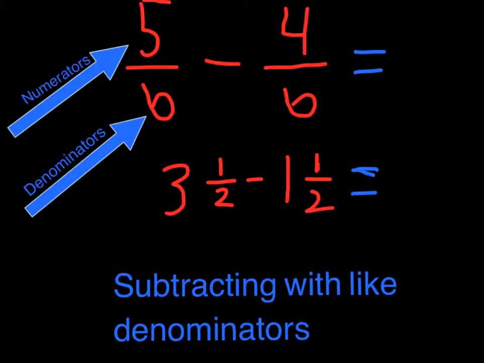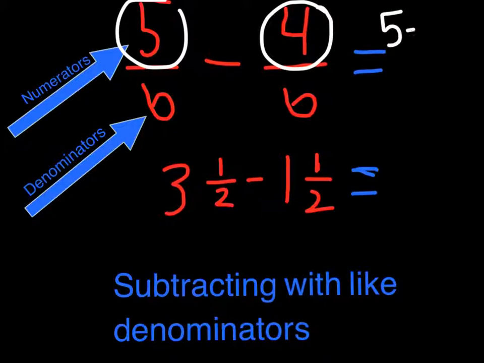When you subtract fractions, you only subtract the numerators and the denominators stay the same. In my first example, 5/6 minus 4/6 equals 1/6 because 5 minus 4 equals 1.